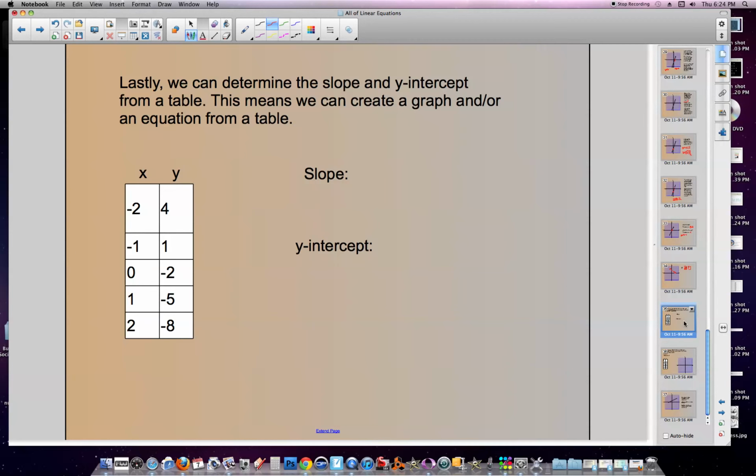We can also do the same thing from a table, right? Negative 2 to negative 1. That means when x goes over 1, y, what happened? 4 to 1, that's minus 3. So y went down 3 when x went over 1. So my slope is negative 3. And my y-intercept, right? When x is 0, well, it tells us y is negative 2. So y is going to be negative 3 times the size of x minus 2. And we're done.